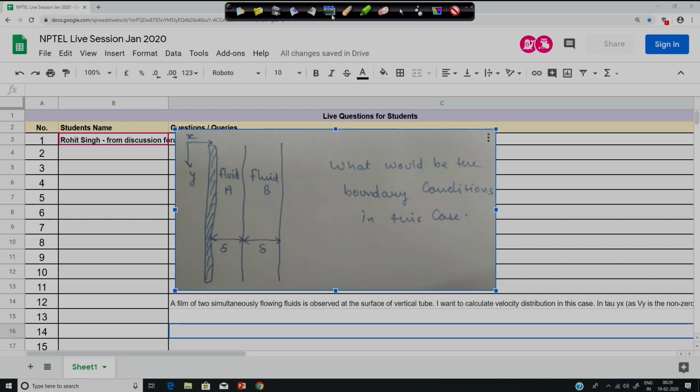Okay. I think I am clear, but if you have any more queries, I would be happy to answer. And as I mentioned, the main point one has to make is the velocity is continuous at the interface between two liquids. That is the condition which is to be used. Are you satisfied with the answer or you want more clarifications?